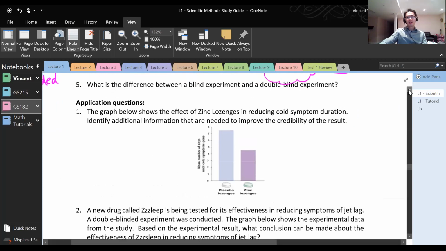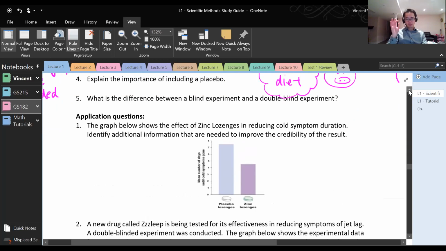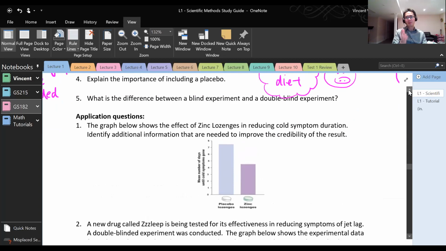Okay. So the blind means the participant, the people who are in the experiment, not the people who are conducting the experiment, but the people who are given the vaccine. For example, let's say we try to test the vaccine. A blind experiment is when you are receiving the vaccine, you don't know if you're receiving the real vaccine or just a fake vaccine. Okay, that's a blind question.